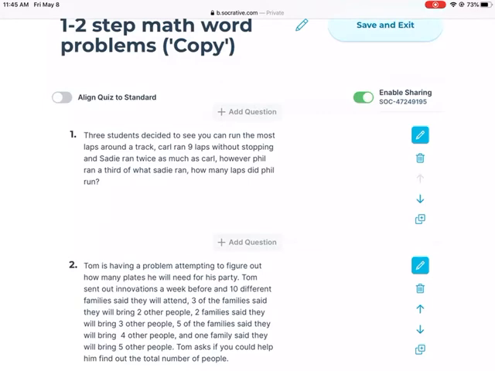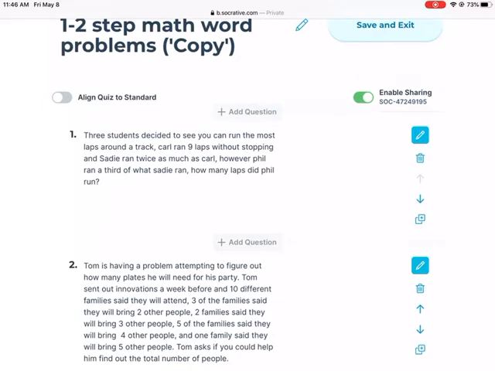So, to read it, it says, 3 students decided to see who can run the most laps around a track. Carl ran 9 laps without stopping, and Sadie ran twice as much as Carl. However, Phil ran a third of what Sadie ran. How many laps did Phil run?